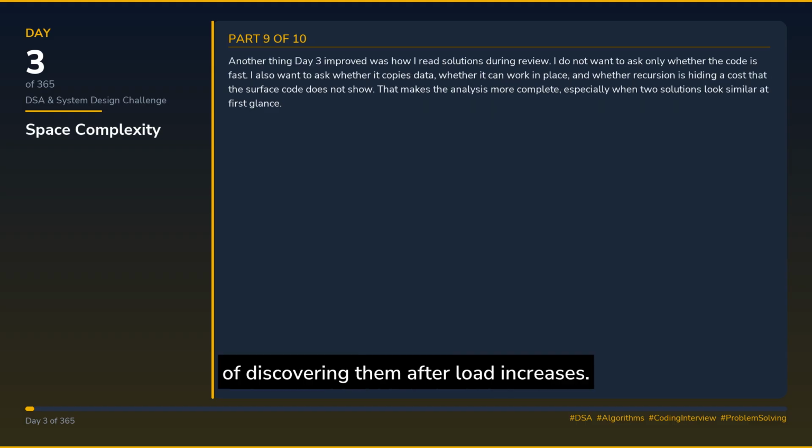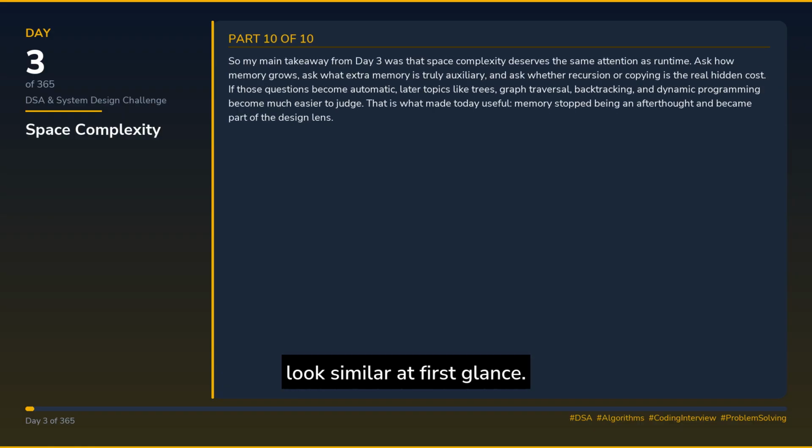Another thing Day 3 improved was how I read solutions during review. I do not want to ask only whether the code is fast. I also want to ask whether it copies data, whether it can work in place, and whether recursion is hiding a cost that the surface code does not show. That makes the analysis more complete, especially when two solutions look similar at first glance.